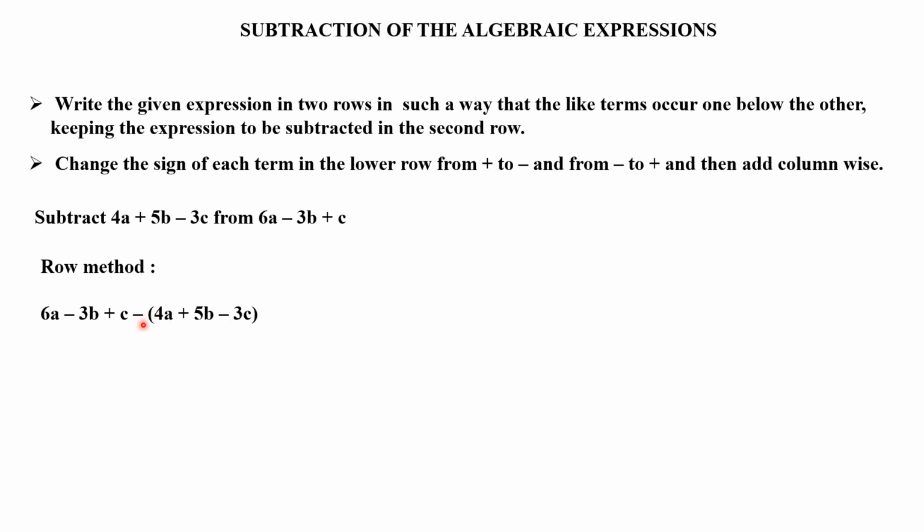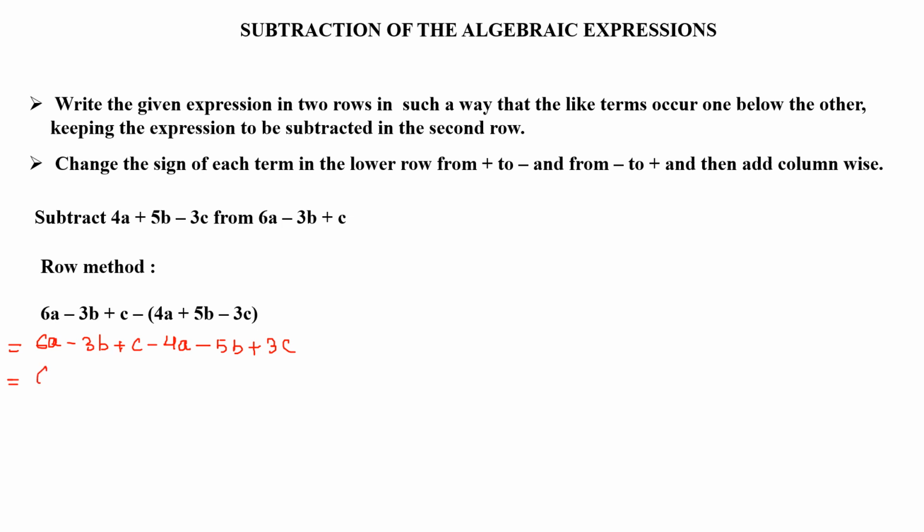And as there is a subtraction sign before the bracket, when you open the bracket, what will happen? The sign will change for each term. So you have to write it as 6a minus 3b plus c minus 4a minus 5b plus 3c. You have seen 4a was positive, it became minus. Plus 5b became minus 5b and minus 3c became plus 3c. And why has it happened? Because before the bracket there is a subtraction sign.